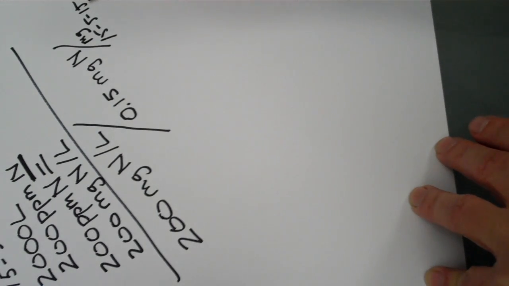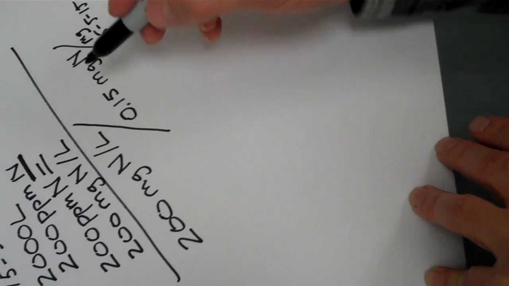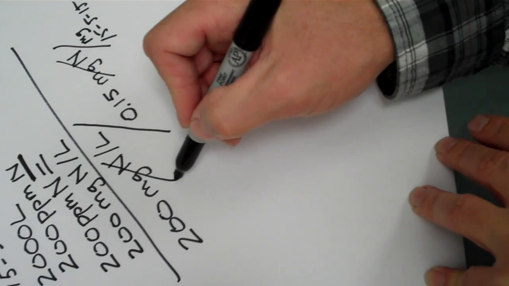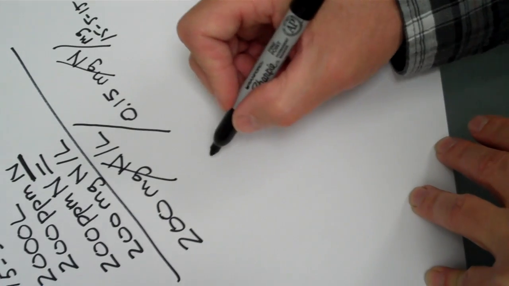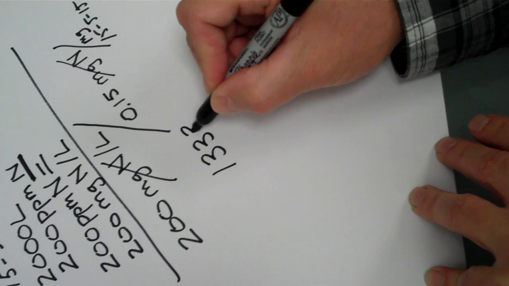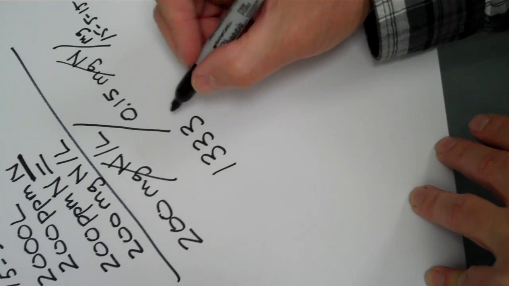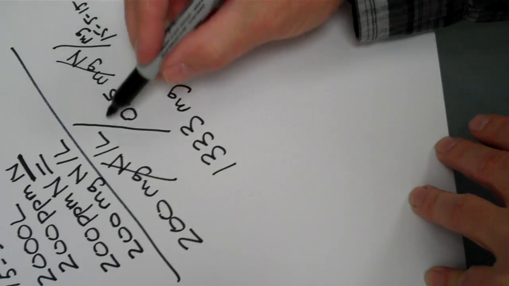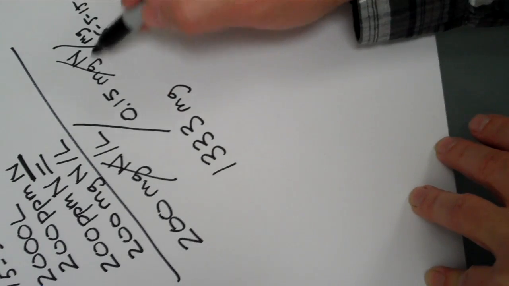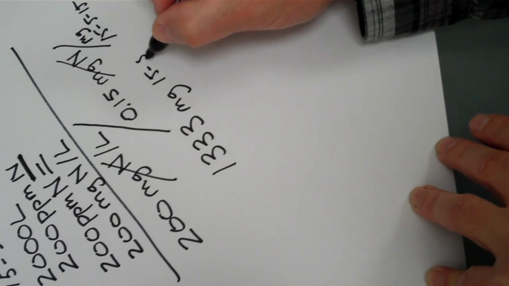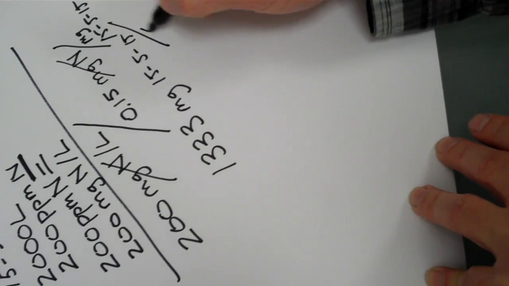per milligram of 15-5-15. And what we get is this cancels out when we divide, and we come away with 1333 milligrams. And remember, when we divide fractions, the numerator and the denominator flip. So we come away with 1333 milligrams of 15-5-15 per liter.